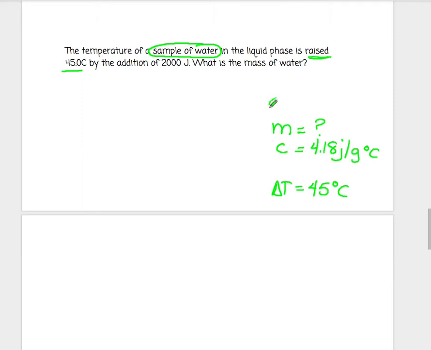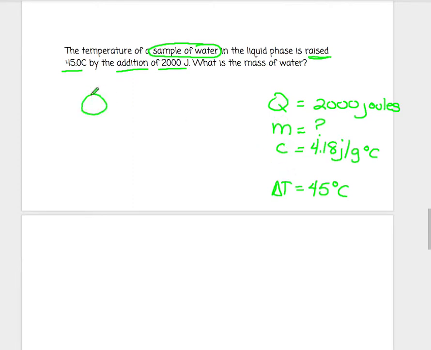M, C, delta T. And we have Q, 2,000 joules, and 2,000 joules is what we are adding to this sample of water. So now I have Q, I have M, I have C, and I have delta T.